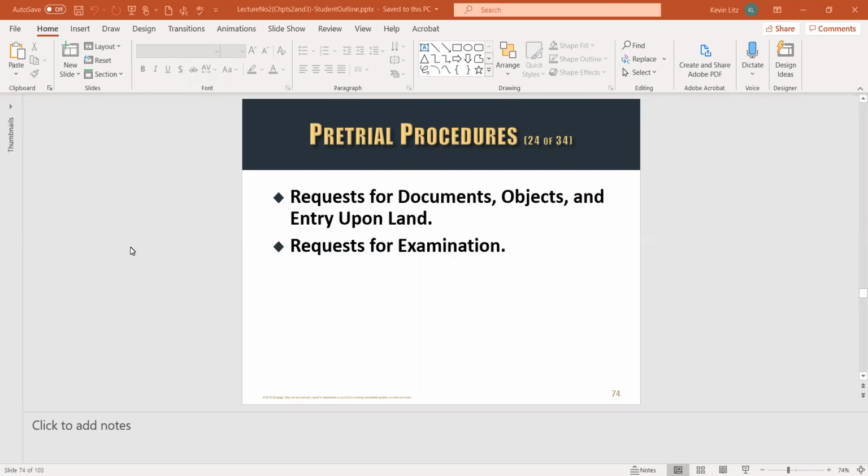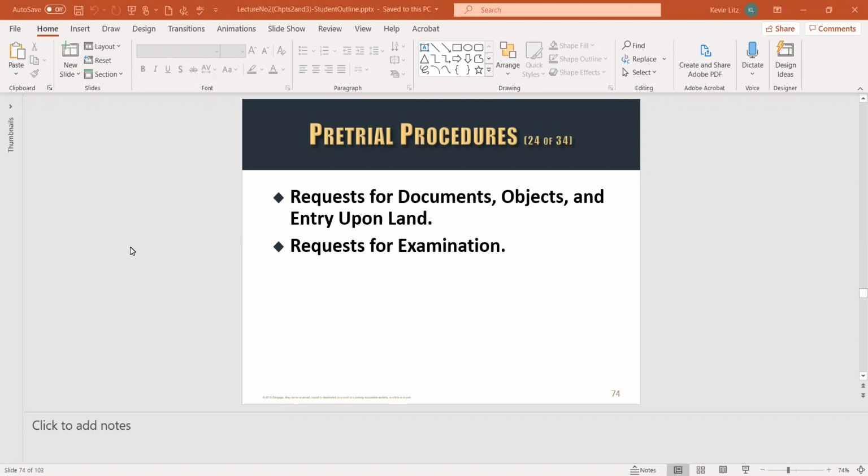We can also request documents, objects, entry upon land. So if I sued you for damage to my car, then your lawyer should ask me for various documents, including the bill that I got from the auto repair shop. How much did it really cost? For example, if I sue you and say, hey, my car repair was $50,000, your lawyer better say, look, give us the bill, and he finds out it's $300.